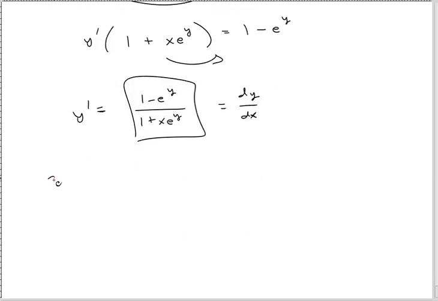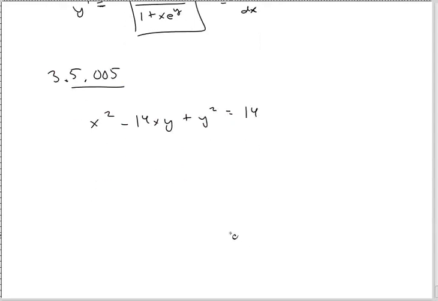Okay, next one, 35005. I've got x squared minus 14xy plus y squared is equal to 14. And we got to do this math. So I've got 2x. That was easy. Here's my product rule. Leave the 14 in the front and just work with these guys. 1y plus xy prime. I did that super fast.